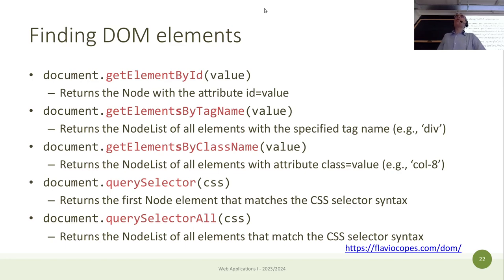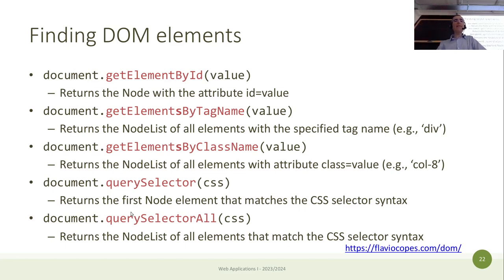We can also take more than one element, and so get not a node, but a node list of nodes. Get elements, with the S, the plural, by tag name, there can be more than one, or by class name, so everything that has a certain value for a class. Class is a way to say this node belongs to a certain class of elements, like the classes in the object-oriented programming style. So they belong to the same family.